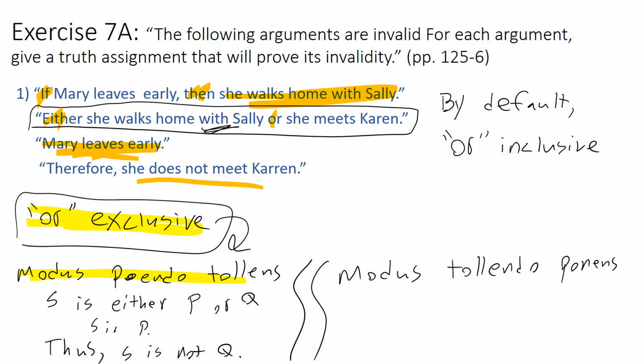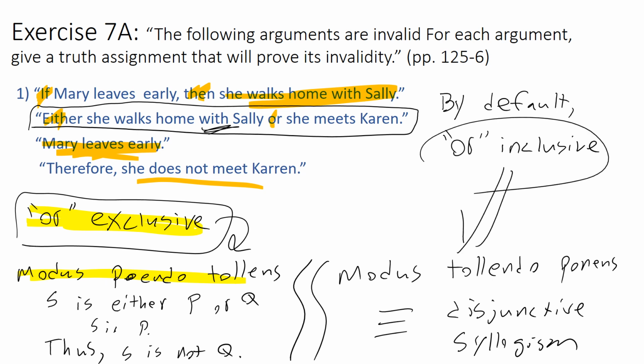Whereas modus tollendo ponens is really the same thing as what we can call the disjunctive syllogism. And here, the or is inclusive. Or it actually could be exclusive, by the way. It could be exclusive, and this would also still work, because you're denying one of the disjuncts, so the other one must be true. But at any rate, should we do a truth assignment? I don't know. I don't want to, so let's just move on.